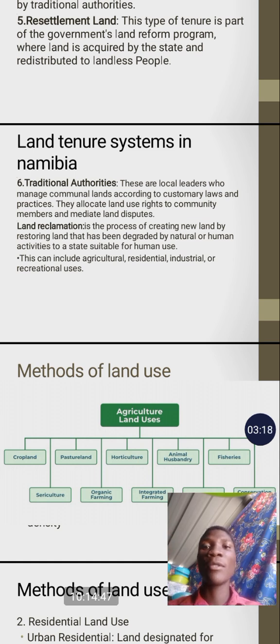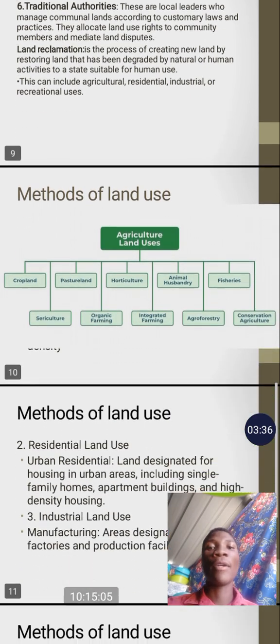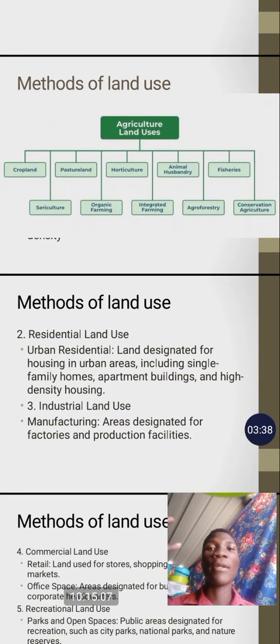Then we have a term which is land reclamation, which is the process of creating new land by restoring land that has been degraded by natural or human activities to a state suitable for human use. This can include agriculture, residential, industrial, or recreational uses. Now we'll look at the methods of land use. We have agricultural land uses, where the land is used for cropland, pasture land, horticulture, animal husbandry, fisheries, and so on. So it includes all activities of agriculture that take place on or involve land use.